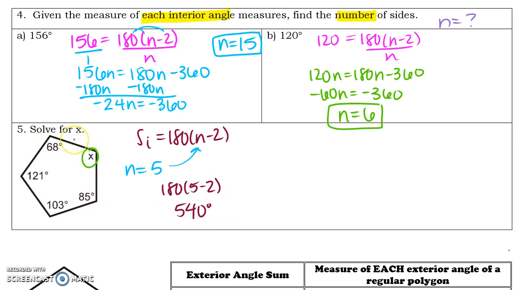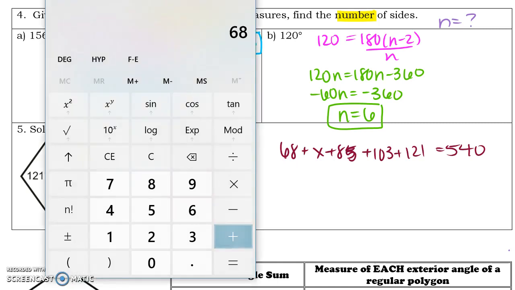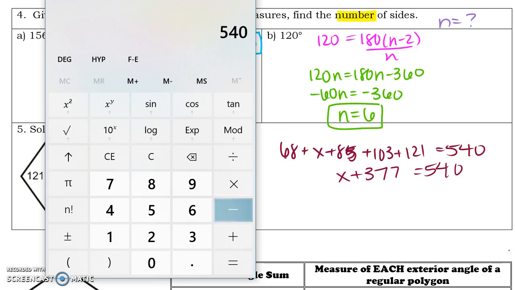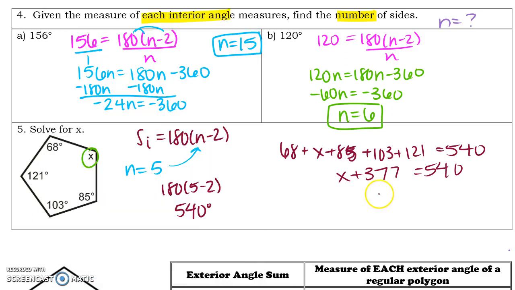That means all these angles have to add to be 540. So when you set it up, you could do this: 68 plus x plus 85 plus 103 plus 121 equals 540. So go ahead, simplify all those. 68 plus 85 plus 103 plus 121 gives you 377. So 377 plus x equals 540. You can subtract 540 minus 377 to give you 163 degrees.